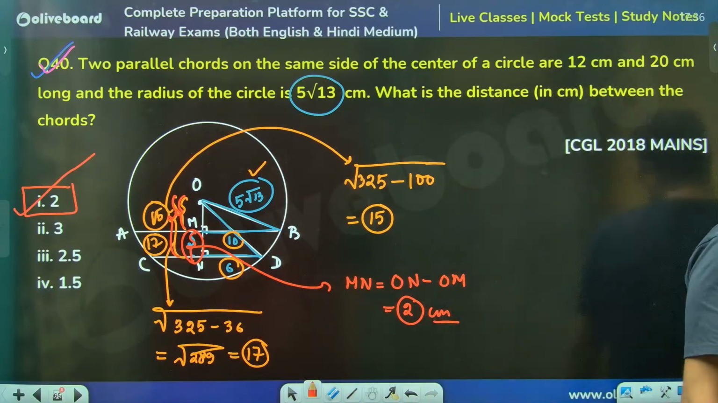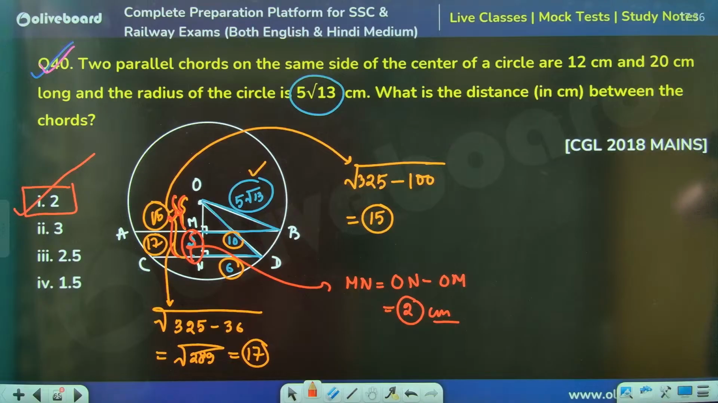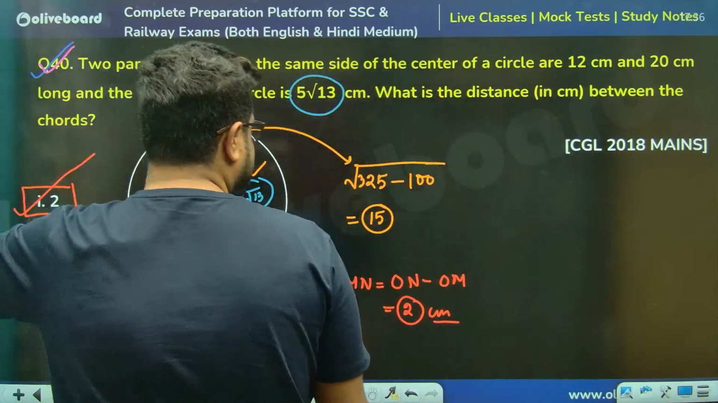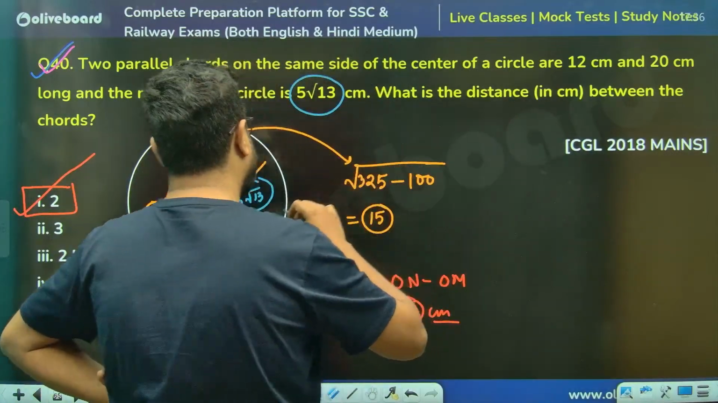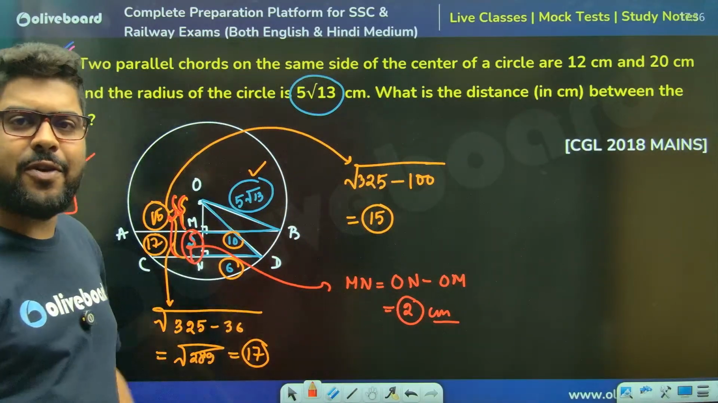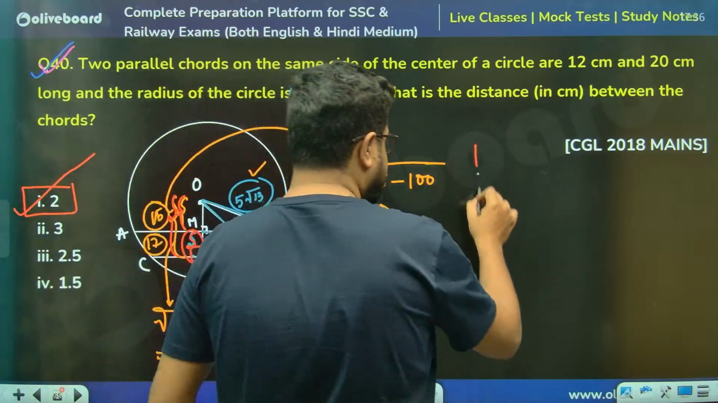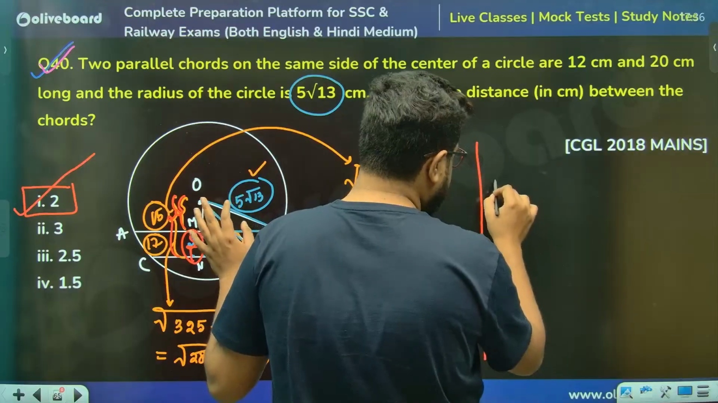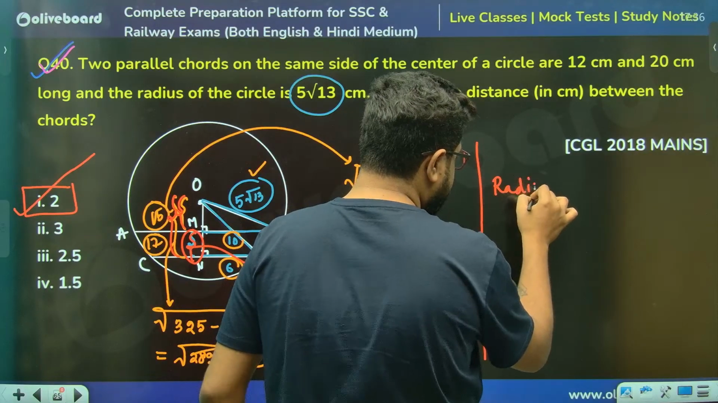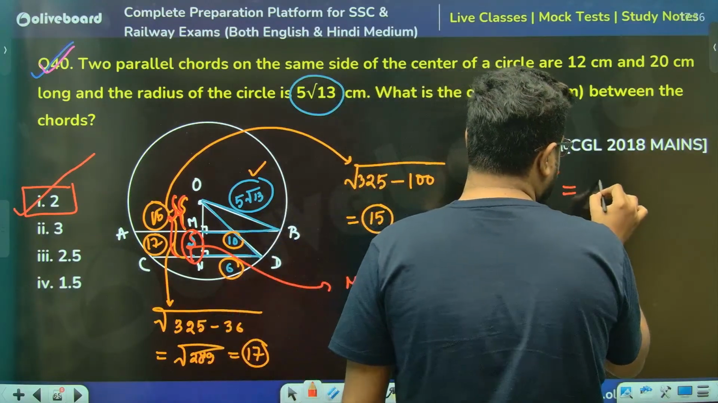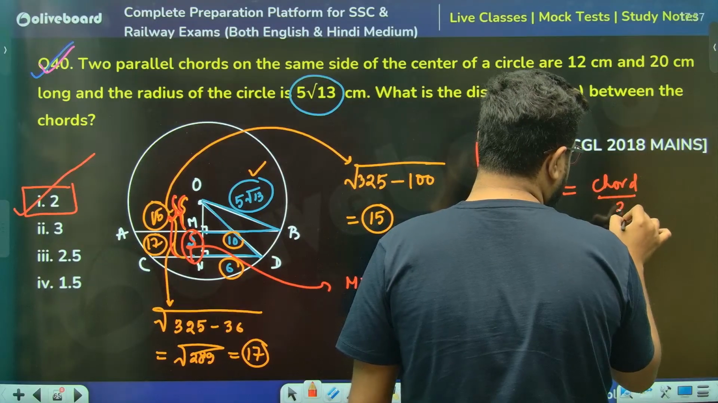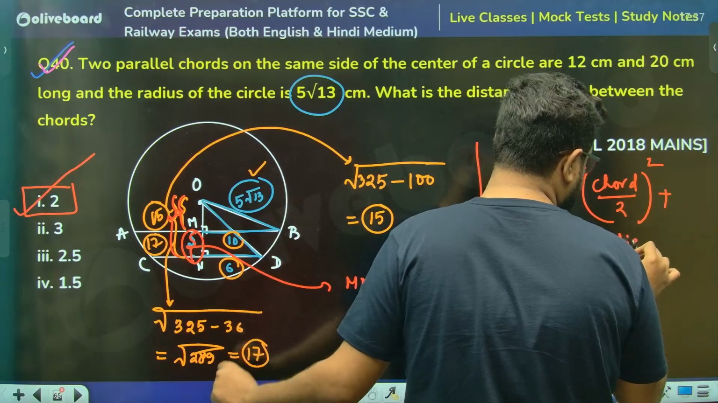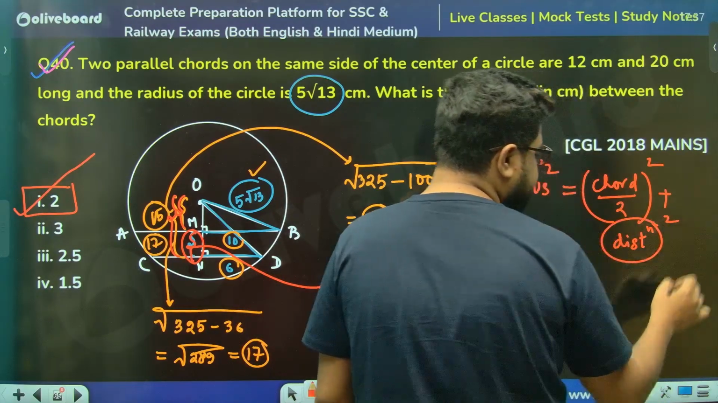Yes, absolutely, Raghu. Everyone, think like this about the statement you have given. For whichever chord we are taking, just take any chord you want. Radius of the circle squared is equal to chord length by 2 whole squared plus the distance of the chord from the center, whole squared.